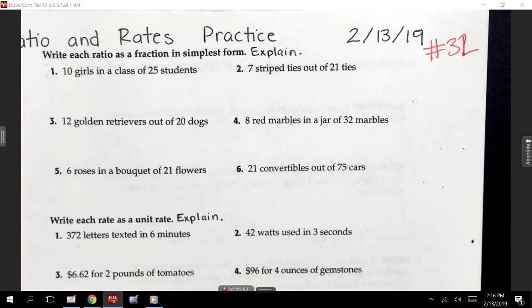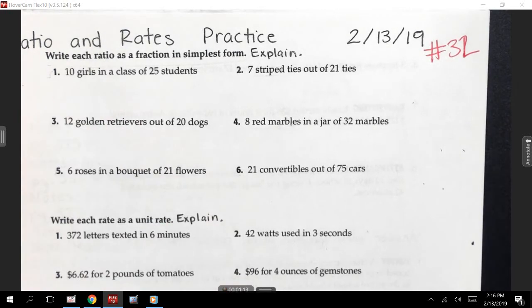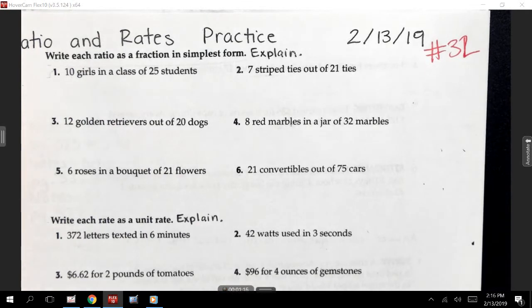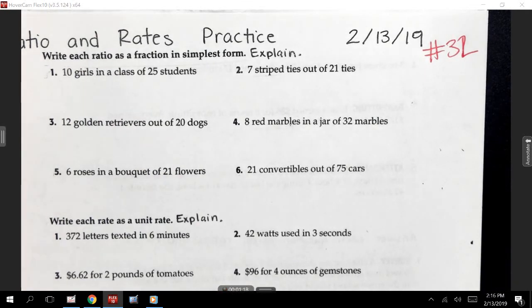Okay, so there's a little memory trick if that helps. If it just says ratio, then that means no words. You still got to write your sentence to explain, but in your fraction, if it is a ratio, no words, no measurements. If it says ratio, you write your fraction with no words, and then you explain it. Okay, ratio means no words.